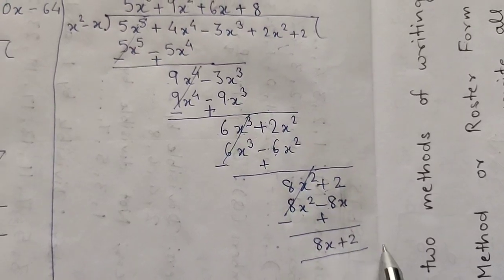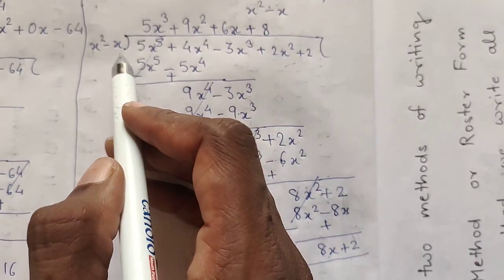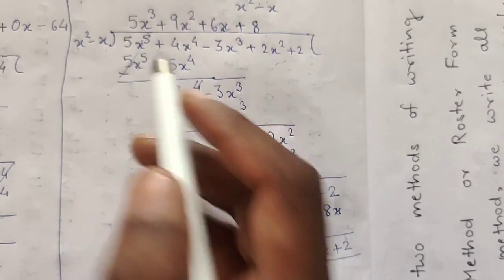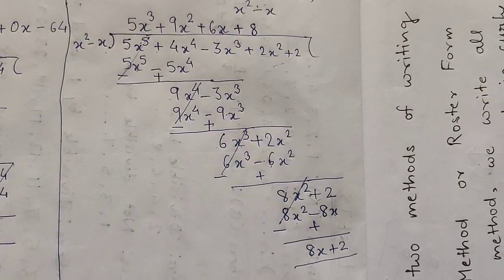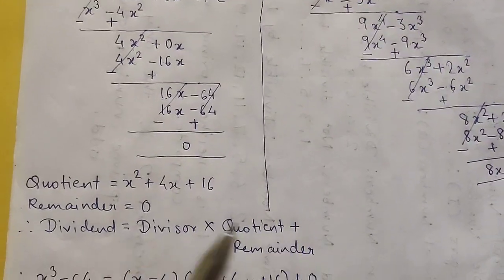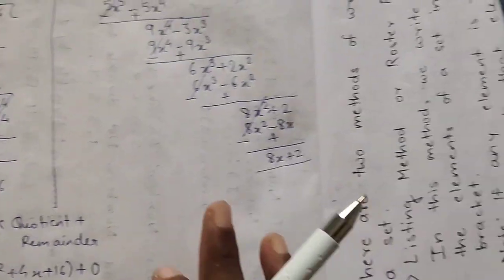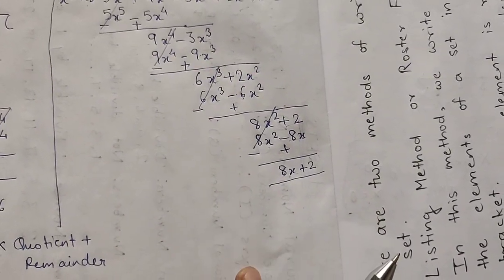So 8x plus 2. So this is your remainder, this is your question, this is divisor, and this is what? Dividend. So you are going to write your final answer by your own, just like what I did here. Write your question, remainder, and use formula and write your answer. So that you are going to do by your own.